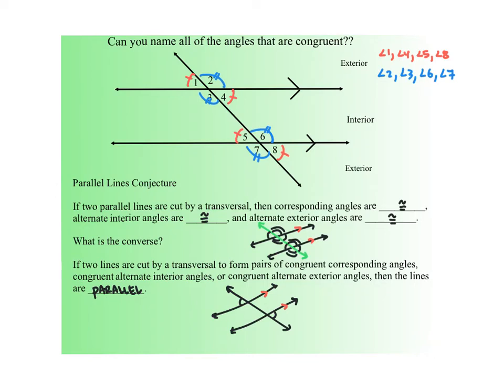For example, here's a counterexample of that. Let's say that I've got a transversal cutting two lines, and this angle is 48, and this angle is 46. Those are alternate exterior angles, but they're not congruent. Therefore, line 1 and line 2 would not be parallel. Okay, now if I had changed this to a 48, then I could say confidently that those two lines are parallel. Because they're alternate exterior angles, they must be congruent in measure.